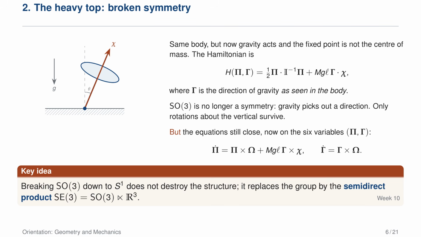The time derivative of pi picks up a torque term, and gamma satisfies its own equation. The time derivative of gamma equals gamma cross omega. Breaking SO3 down to a circle does not destroy the structure. It replaces the group by a semidirect product, SE3, which is SO3 acting on R3. We will see this properly in week 10.